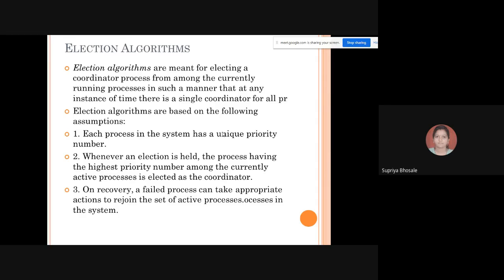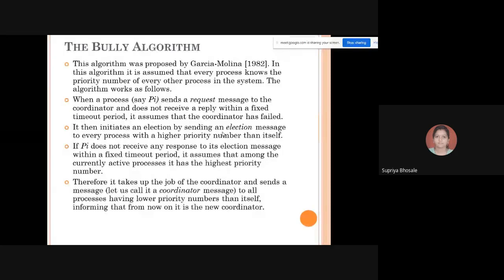So therefore, whenever an election algorithm is initiated, basically it will find out which of the currently active processes has the highest priority number and then inform this to the other active processes. For this, different algorithms have been invented. The first is the Bully algorithm. This algorithm was proposed by Garcia-Molina in the year 1982.